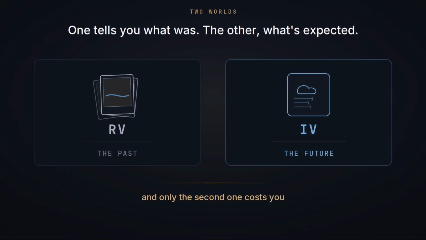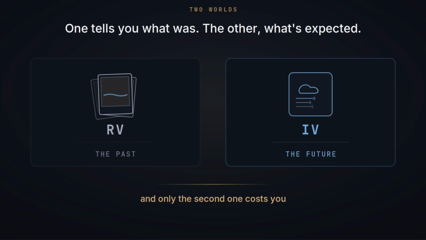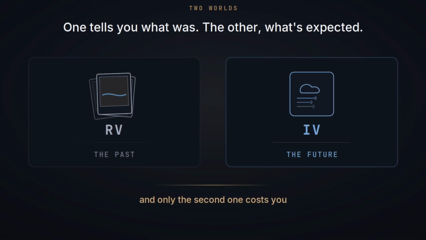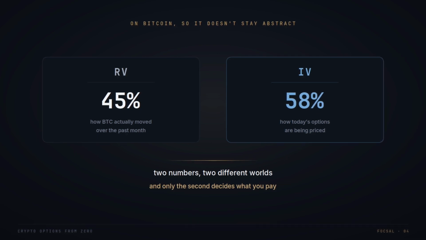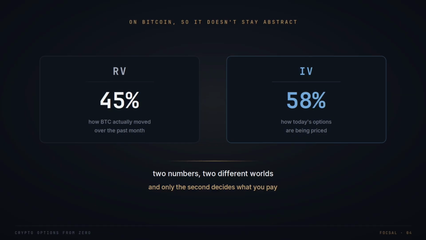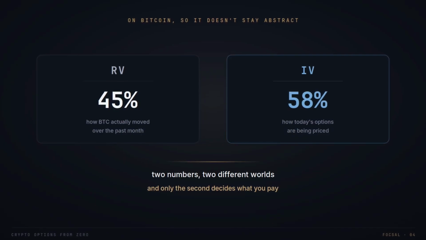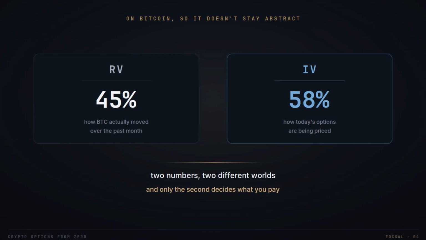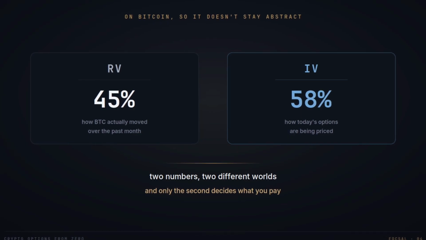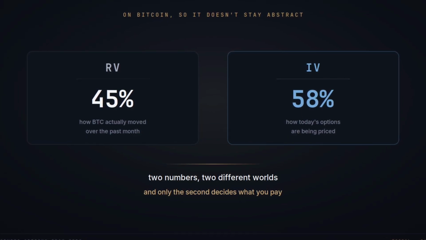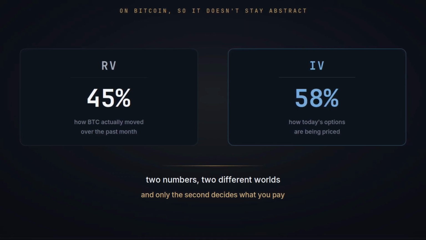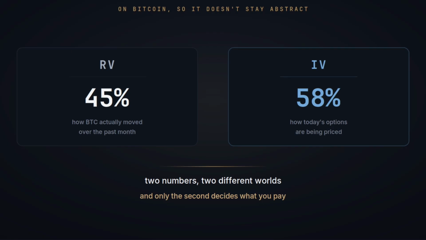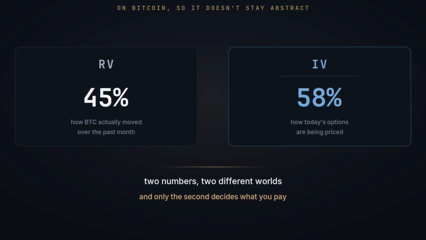And straight to Bitcoin, so this doesn't stay abstract. Over the past month, BTC moved in a way that works out to 45% volatility. That's RV, calculated from what actually happened. Meanwhile, options expiring a month from now are priced at 58%. That's IV, what the market expects. 2 numbers, 2 different worlds. And only the second one decides what you pay. So we have 2 numbers. The interesting part is comparing them.